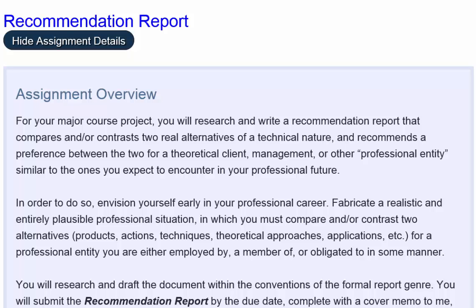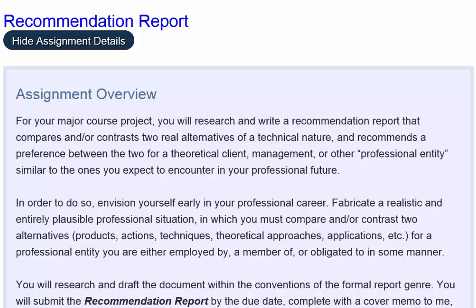We need to talk about the assignment instructions for both the recommendation report and the proposal. The reason we have to talk about these assignment instructions together is because your next major assignment, your proposal, is going to be linked to your final major assignment for this course, your recommendation report. For your proposal, you will be proposing your project for the recommendation report.